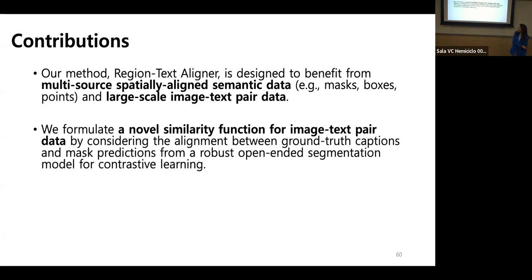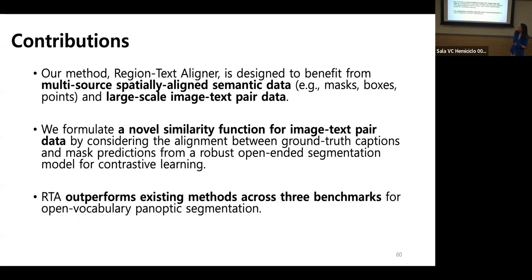So to summarize, we introduced Region Text Aligner, which is a method designed to benefit from multi-source spatially aligned semantic data and large-scale image-text pair data. We also formulate another similarity function for image-text pair data by considering the alignment between ground truth captions and mask predictions from robust open-ended segmentation models. And RTA outperforms existing methods across 3 benchmarks for open vocabulary panoptic segmentation.